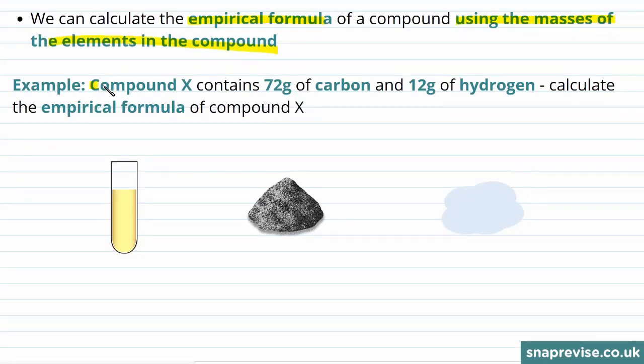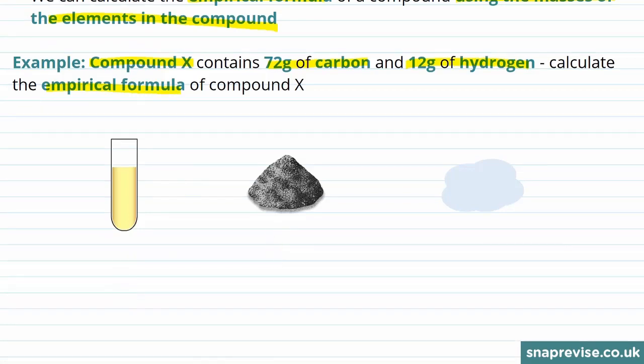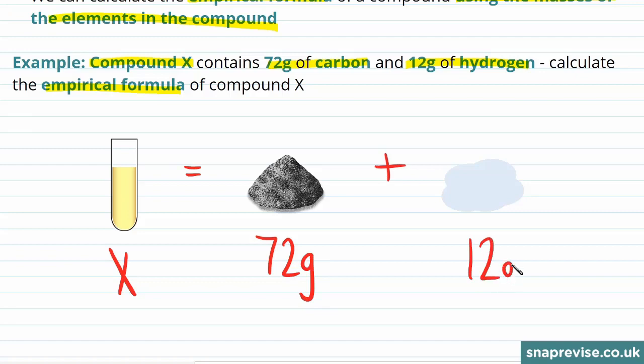For example, compound X contains 72 grams of carbon and 12 grams of hydrogen. And the question is, calculate the empirical formula of compound X. This diagram just lays out what we mean in the question in picture form, which is that compound X contains 72 grams of carbon and 12 grams of hydrogen.